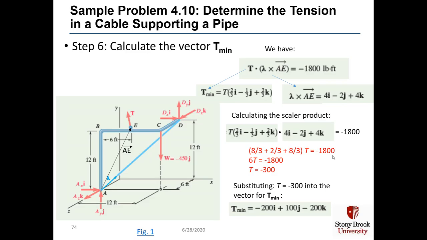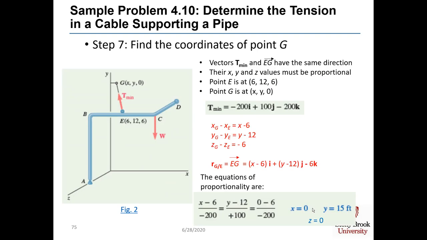We substitute T equals minus 300 into the vector for T minimum, and we multiply minus 300 times 2/3 to get minus 200 times I. Minus 300 times minus 1/3 gets 100 times J, and minus 300 times 2/3 is minus 200 times K. Now we've got to find where point G is. Vectors T min and EG have the same direction because that was the whole point of calculating both a magnitude and a direction. Now we know where T min points, which means when it hits the YX plane, it defines point G on the plane.